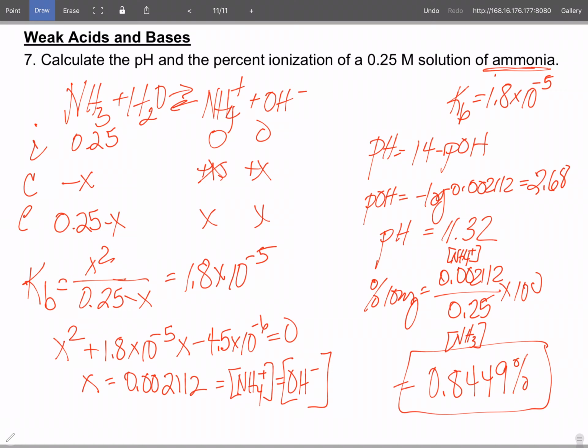So this actually seems a little small. I'm going to double check it. 0.002112 divided by 0.25. Nope, that's right. Actually, I got 0.84408. But other than that, it's right. No, it's not. Yes, it is. Can't read. So life is good.